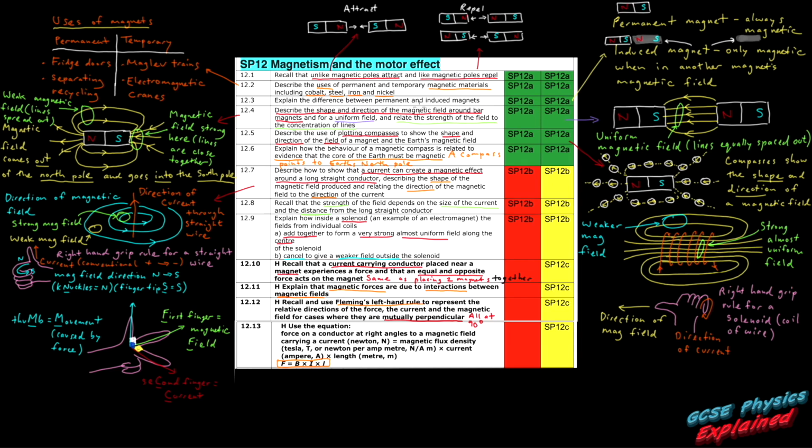Explain the difference between permanent and induced magnets. So a permanent magnet is always magnetic. Well, that's easy, isn't it? It's always got a magnetic field around it. But an induced magnet is only magnetic when in another magnet's magnetic field. So if you just had a piece of iron, it wouldn't have its own magnetic field. But if you put that piece of iron next to a magnet, it'll gain its own magnetic field from the permanent magnet. So the permanent magnet goes north-south. The induced magnet would also be north-south.